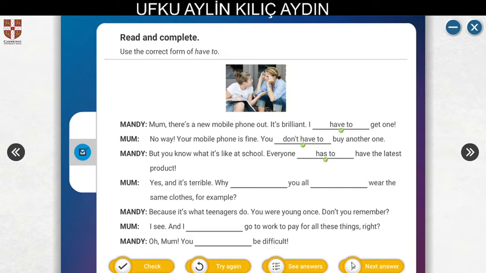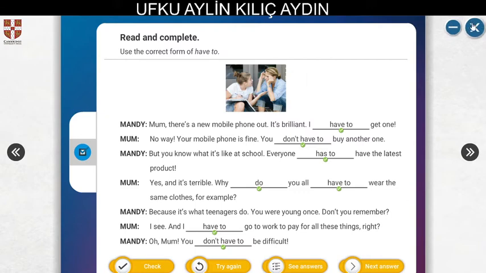Yes, and it is terrible. Why do you all have to wear the same clothes, for example? Because it's what teenagers do. You were young once, don't you remember? I see. And I have to go to work to pay for all these things, right? Oh, Mom, you don't have to be difficult.